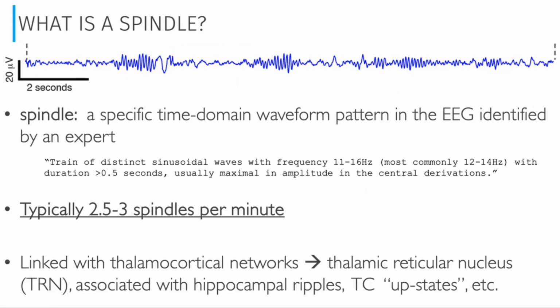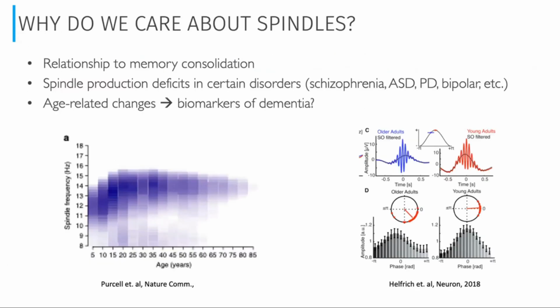classically. And we have learned through a lot of rodent work that from a neurophysiological standpoint, the activity of spindles is linked with thalamocortical networks, generated in the TRN, associated with hippocampal ripples and thalamocortical upstates and a bunch of other things, right? And why are spindles interesting to us as researchers?